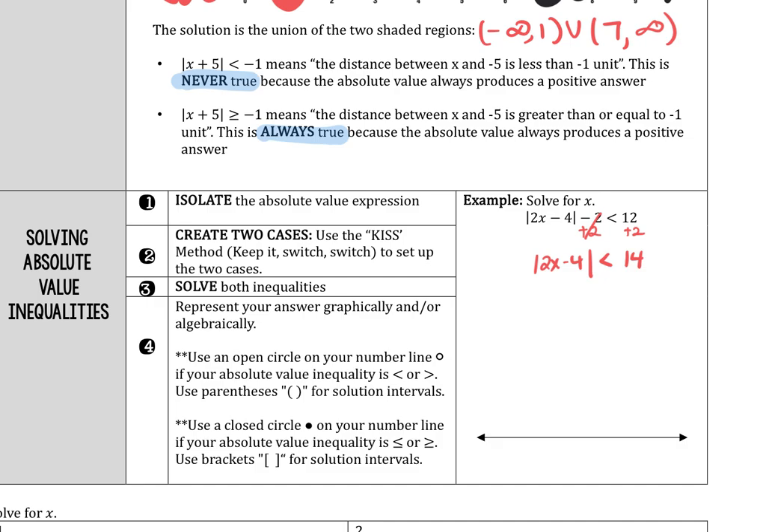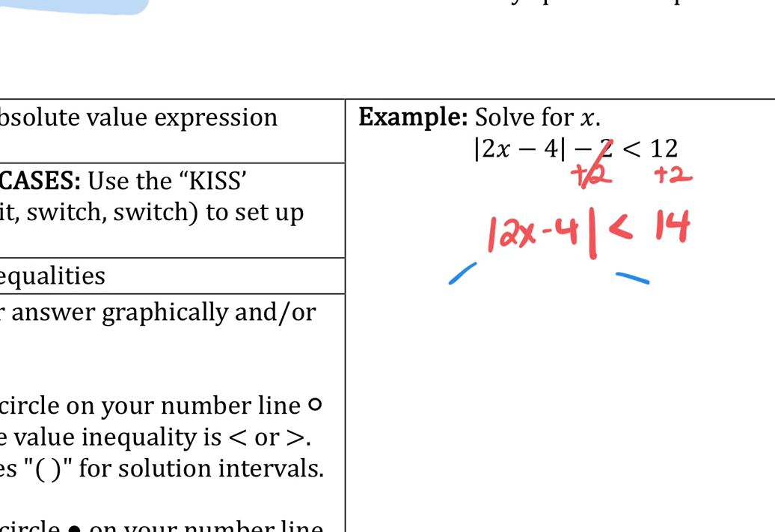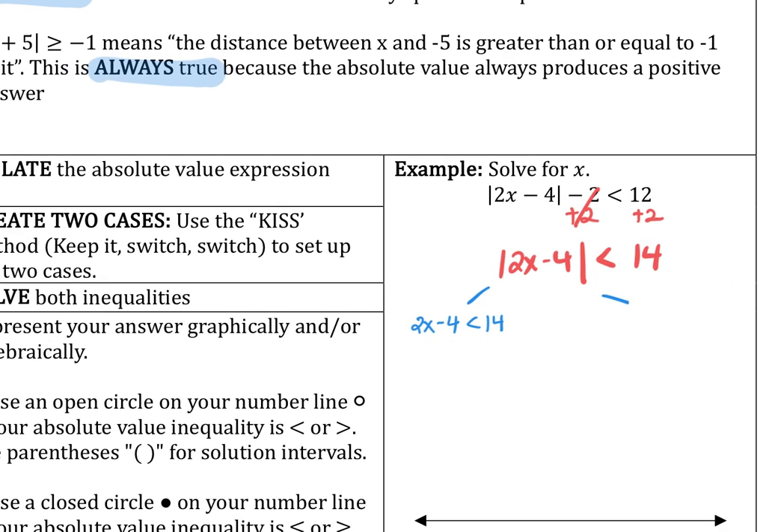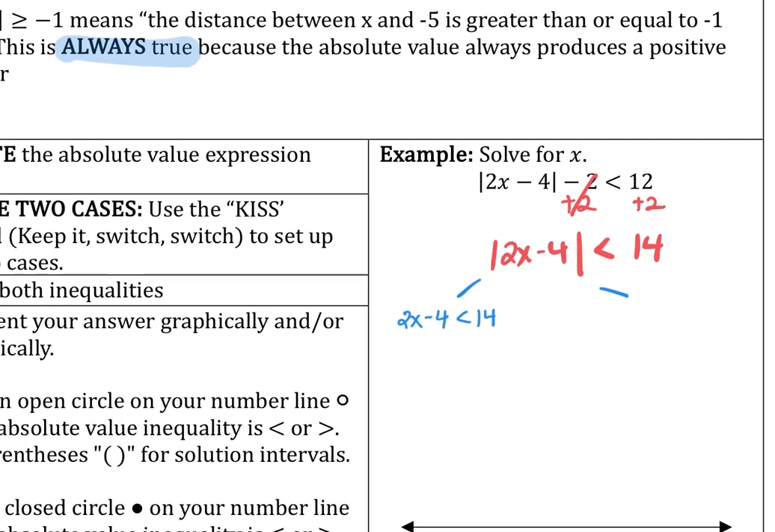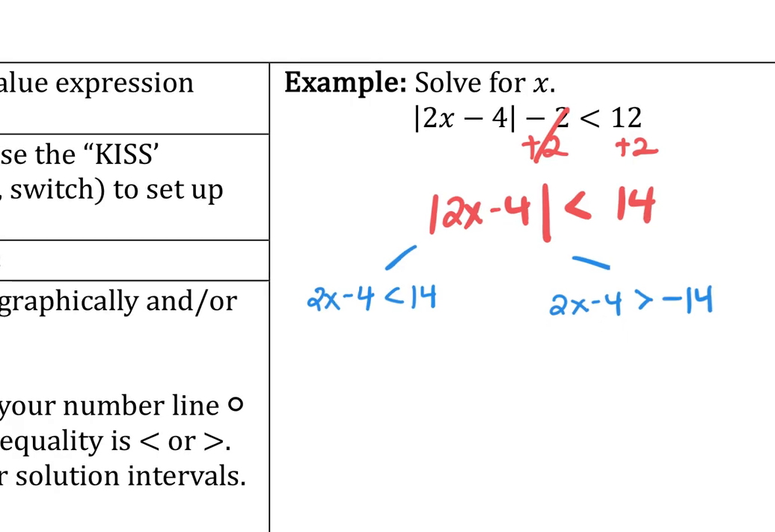Now that it's isolated, we're going to create our two cases, just like we would with the equations. But with an inequality, our first case is going to stay exactly the same. So we're going to have 2x minus 4 is less than 14. Our second case, we have to switch the sign. So this is going to be 2x minus 4. We need to switch the sign and make that positive 14 and negative 14. Really, just like we did with the equations.